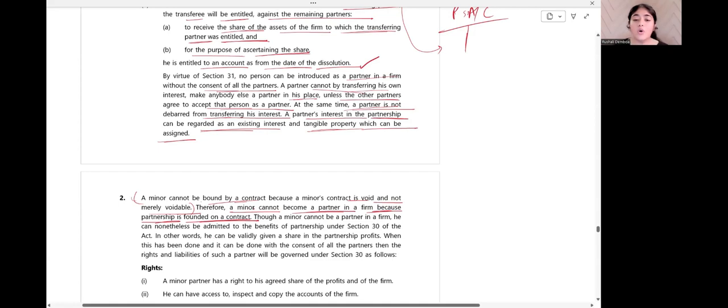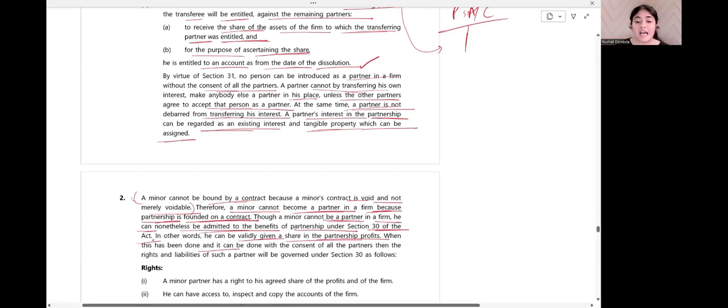Now, though a minor cannot be a partner in a firm, he can nonetheless be admitted to the benefits of partnership under section 30. You can write, but as per the provisions of the Partnership Act, a minor can be admitted only for the benefits of the partnership firm. In other words, he can be validly given a share in the partnership profit. So you can admit that person only for the profits.